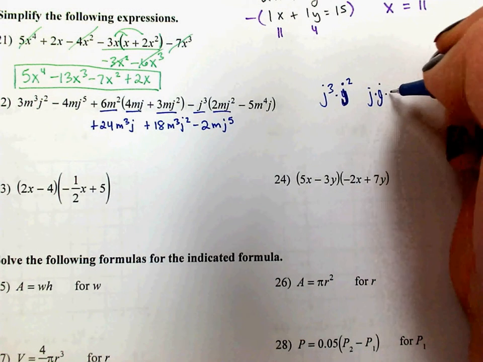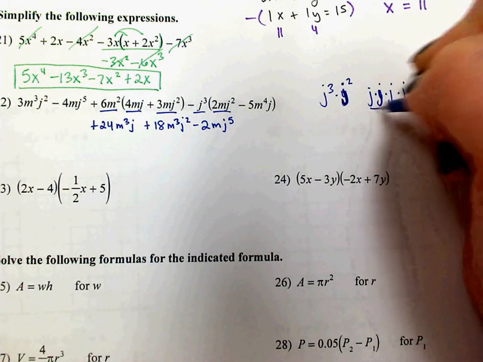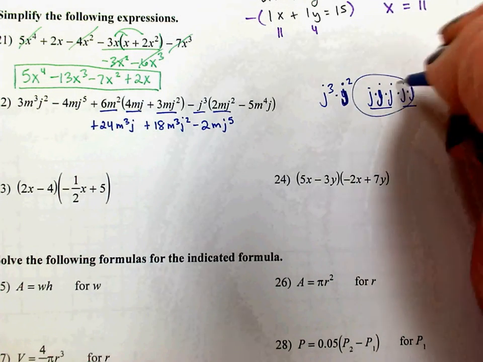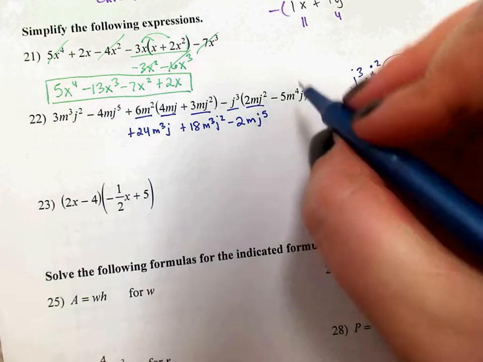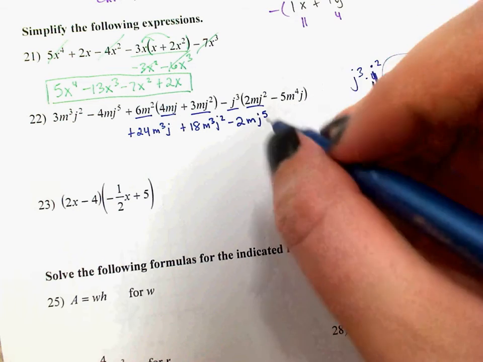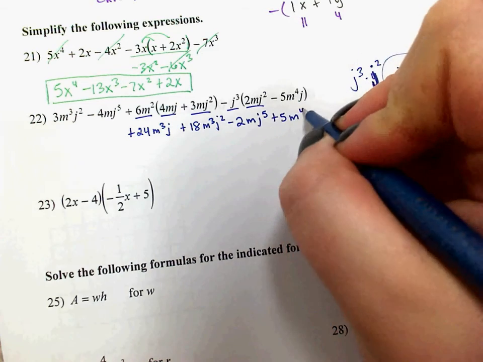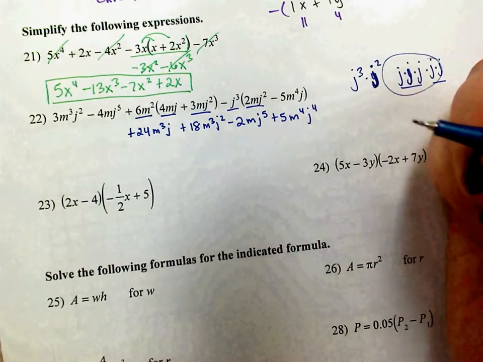And then a negative j cubed times a negative 5m to the 4th j is a positive 5 m to the 4th j to the 4th. M to the 4th and j cubed times j. So then we need to combine like terms. So I'm going to go by m's on high power, I think. Yeah, I think that's what I'm going to do.